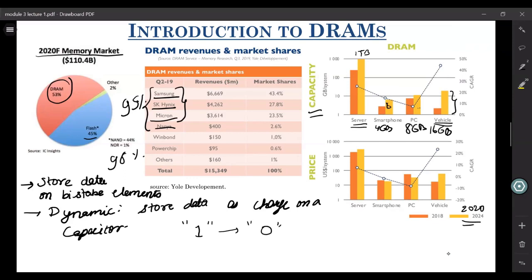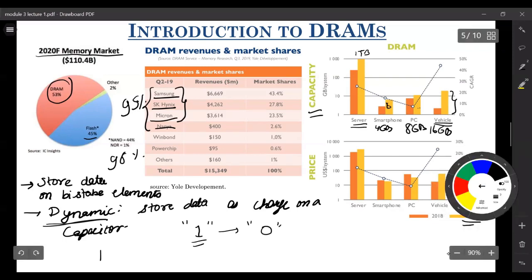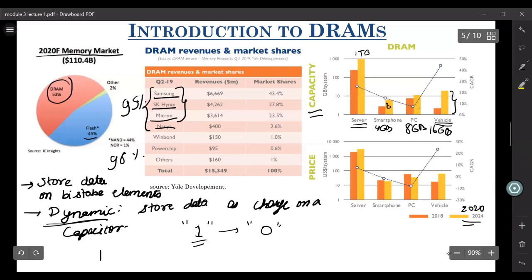Because of this leakage of charge, it is called dynamic, because your states are changing dynamically. In order to ensure that this remains at 1 despite the leakage, you need to perform an operation which is called refresh. So what exactly is refresh? In refresh, first you read the state and then you write it again.